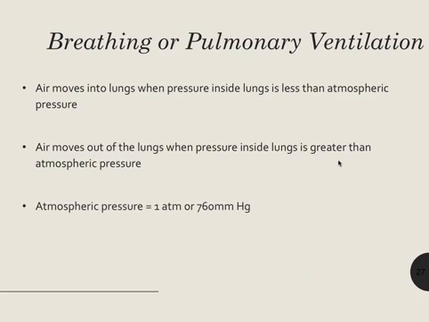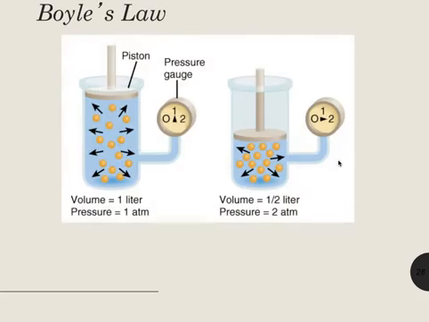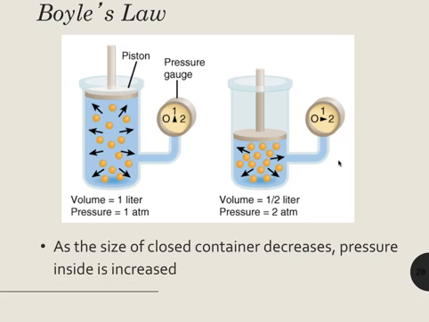Okay, and just as a reminder to you, atmospheric pressure is measured as 1 atmosphere, that's 1 atm, or 760 mmHg. Right? And so the idea that we were just talking about with the eyedropper is based on something called Boyle's law. Basically Boyle's law states that as the size of the container decreases, pressure inside increases. So you can kind of see that: size of the container decreases, volume decreases, pressure increases.